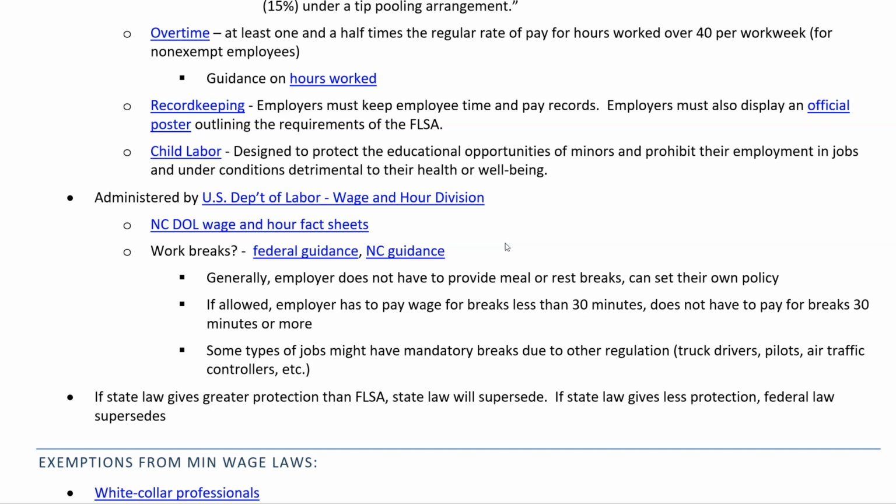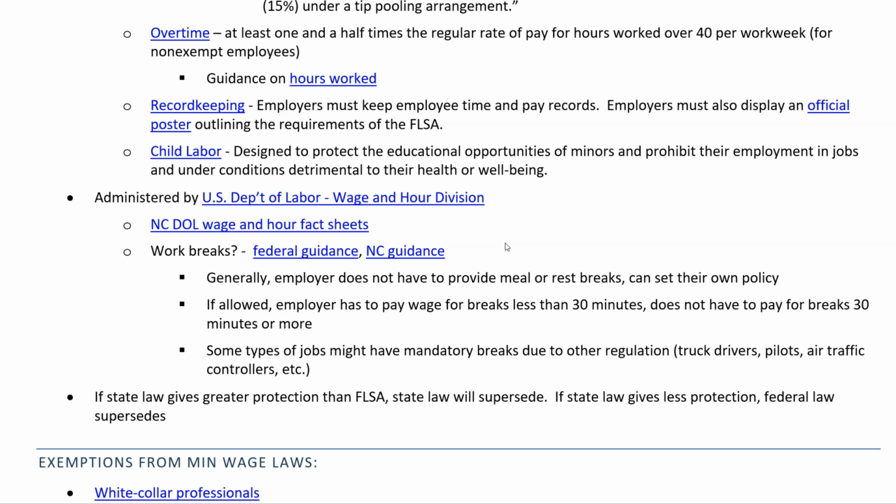As far as child labor, those regulations were designed to protect the educational opportunities of minors and prohibit their employment in jobs that would be dangerous or detrimental to their health or well-being. Here in Gaston County, we have a long history of these mill jobs, and you can probably talk to grandparents and hear stories about family members who, back in the day, were sent to the mills to work in their early teens and maybe even younger. We decided that maybe that's not a great idea and that kids should be focusing on their education when they're young and not working in very dangerous jobs.